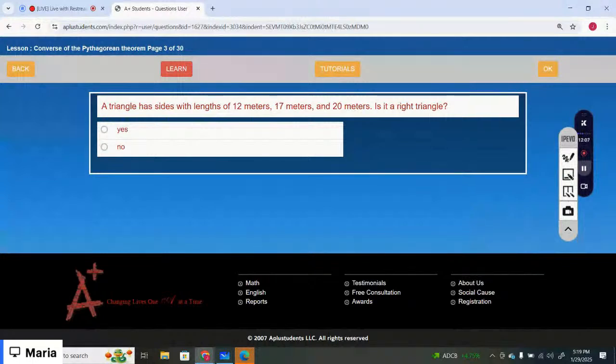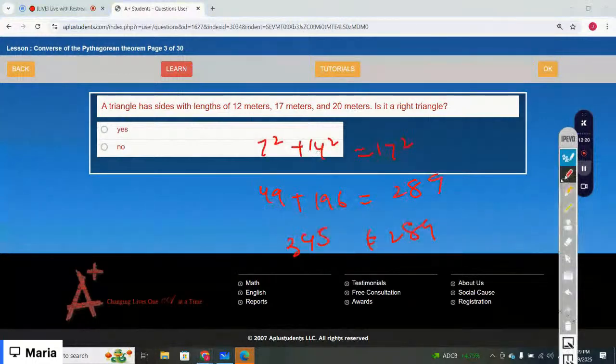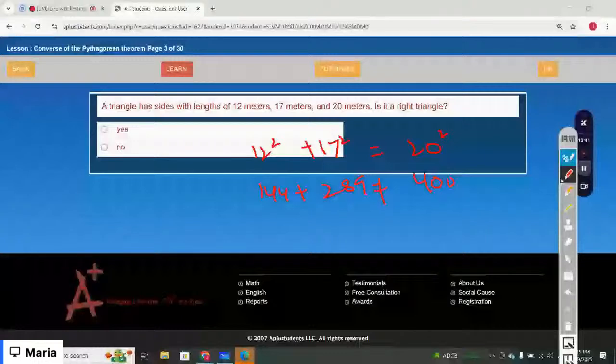A triangle has sides with lengths of 12 meters, 17 meters, and 20 meters. Is it a right triangle? That is 12 square plus 17 square equals 20 square. 12 square is 144. 17 square is 289. 20 square is 400. So they are not equal. The correct option is no. That is not a right triangle.